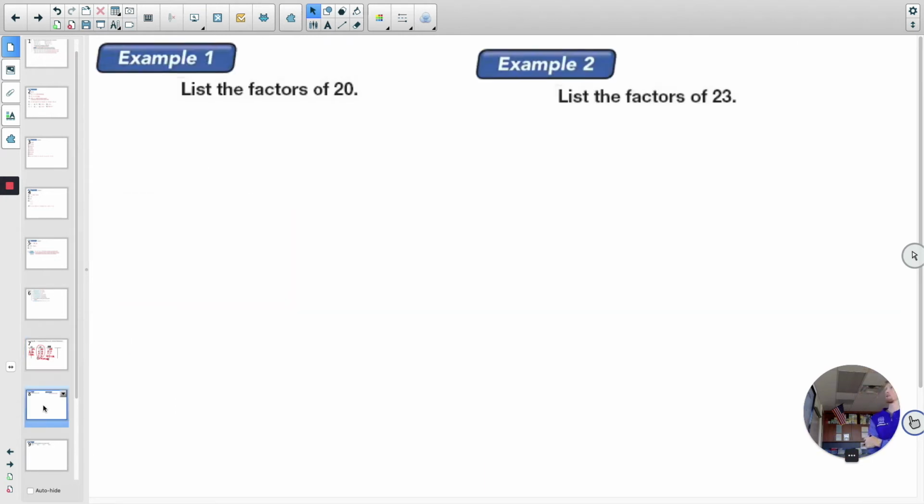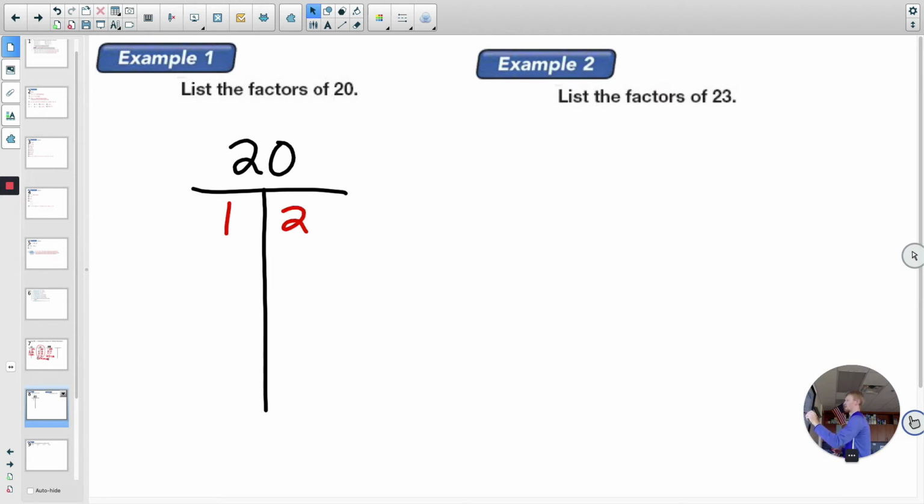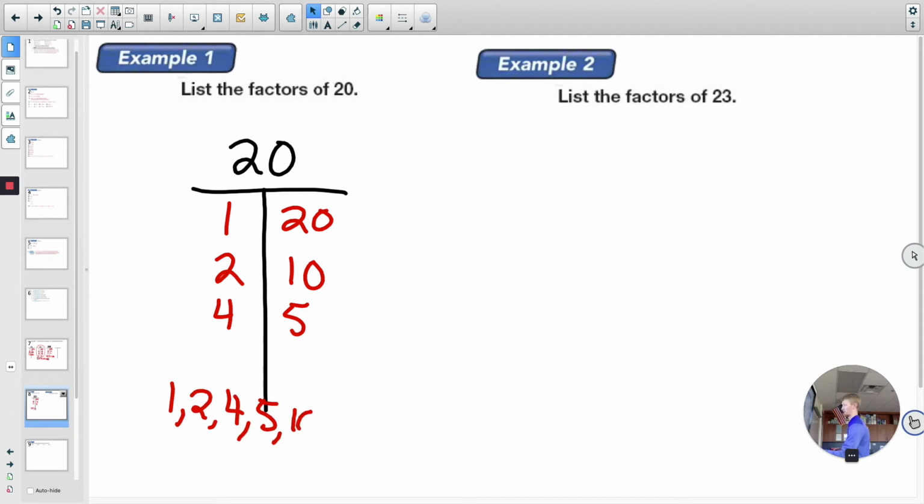All right, 2 more here. We have 20 and 23. 20, make your T-chart. 1 times 20, easiest one. 2 times 10. 5, skipping ahead. 4 times 5. So my factors of 20 are 1, 2, 4, 5, 10, 20.